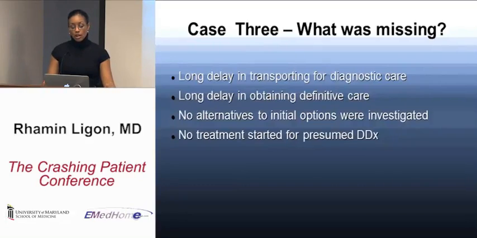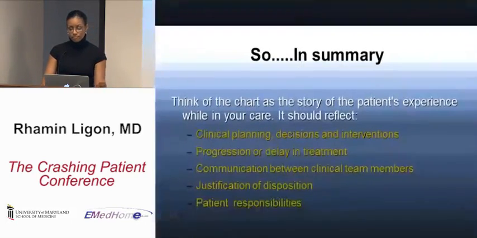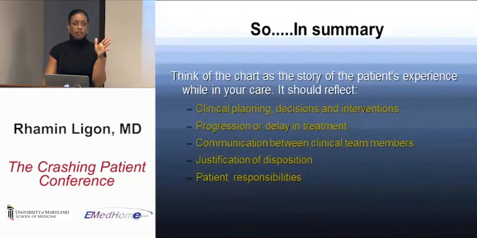So this was a case of do something different, try something different, have multiple things listed on your chart that show that you were trying to care for the patient to the best of your ability. So, in summary, you need to think of your chart as the story of the patient's experience while in your care. It should be very reflective of all of the elements that we've discussed and the elements that you have taken care of. And usually we do it, we just don't write it down, okay?